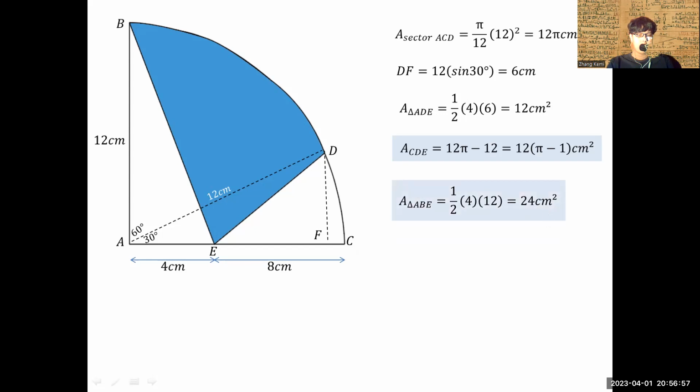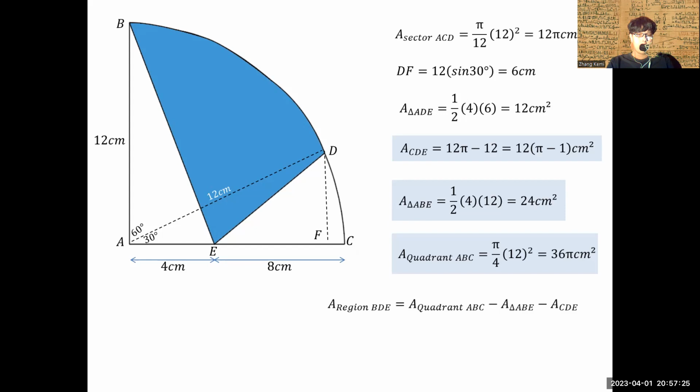Check at this point. Now, the area of quadrant ABC can simply be found by taking pi over 4, a quarter of the circle of radius 12, so 12 squared, which gives us 36 pi cm squared. At this point, with these three checkpoints, I just use the area of quadrant ABC minus the area of triangle ABE minus the area of the region CDE. That will give me the area of the region BDE, which is the shaded region.